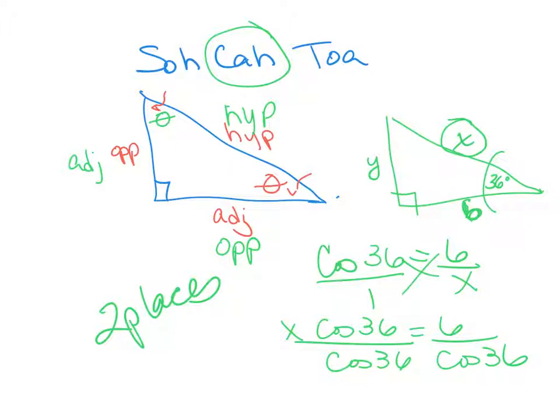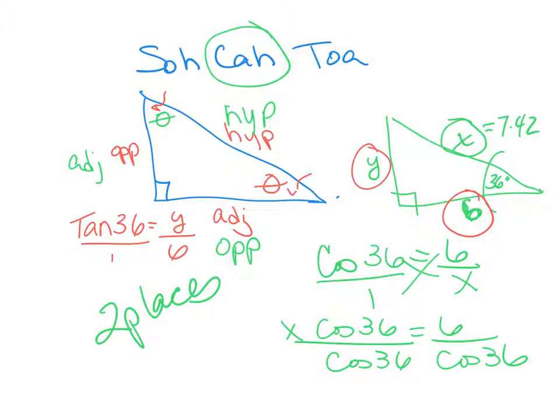Okay? Somebody want to do that on the calculator? So my answer for the hypotenuse is 7.42. Okay? So now let's find the Y. Y is opposite, and I have my 6 is adjacent. So it's tangent of 36 equals Y over 6. So tangent of 36 times 6 is 4.36.